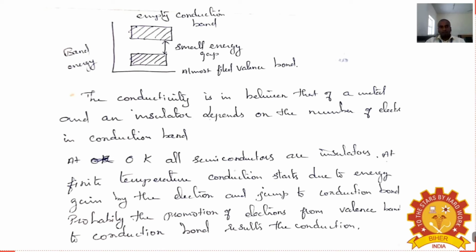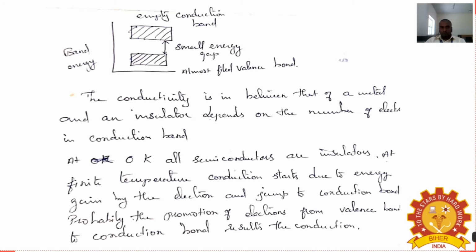Now let's go to insulators. In insulators, the distance between the valence band and conduction band is too long, so the applied energy is not sufficient to move electrons present in the valence band to the conduction band. Electrons cannot jump from here to here due to the distance. That's why insulators cannot conduct electricity.